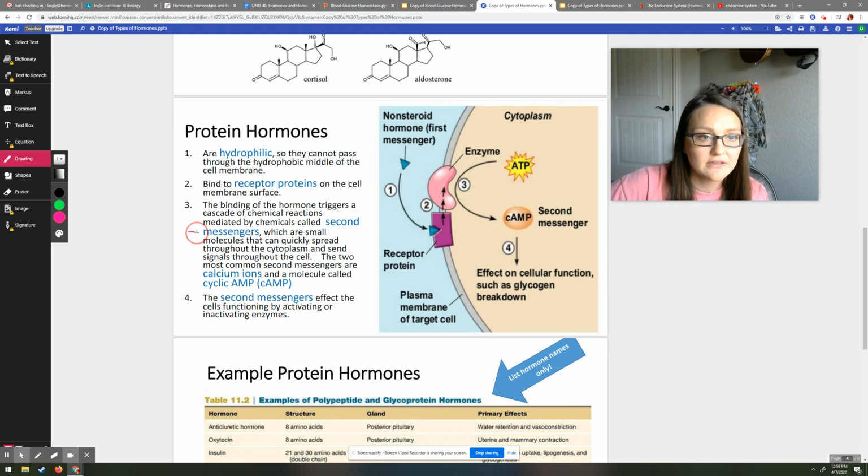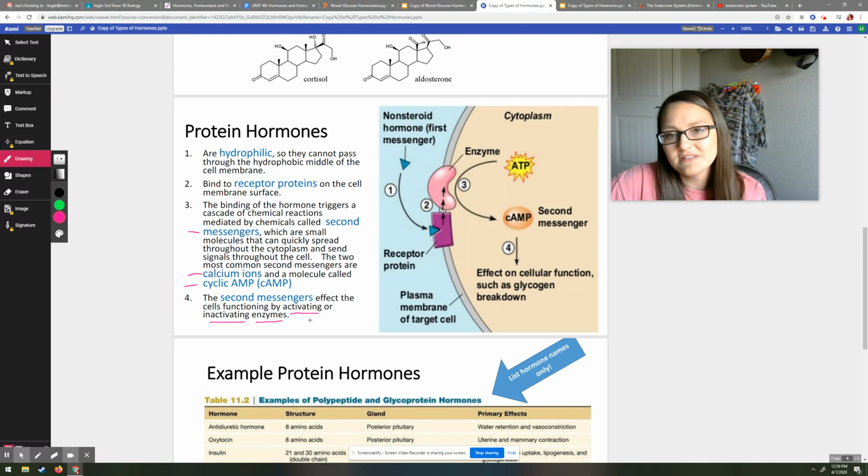Secondary messengers are small molecules that can spread quickly throughout the cytoplasm and send signals throughout the cells. The two most common are going to be calcium ions and cyclic AMP. These secondary messengers are going to affect the cell's functioning by activating or inactivating enzymes. Okay.